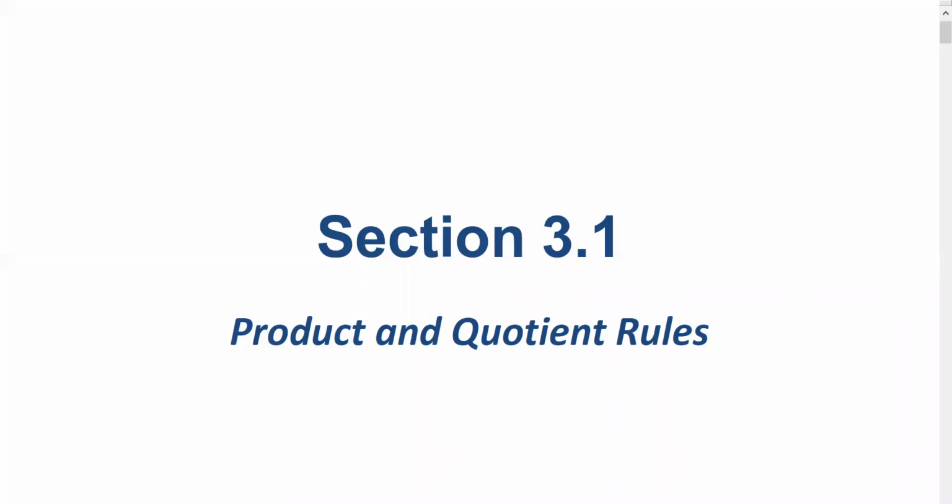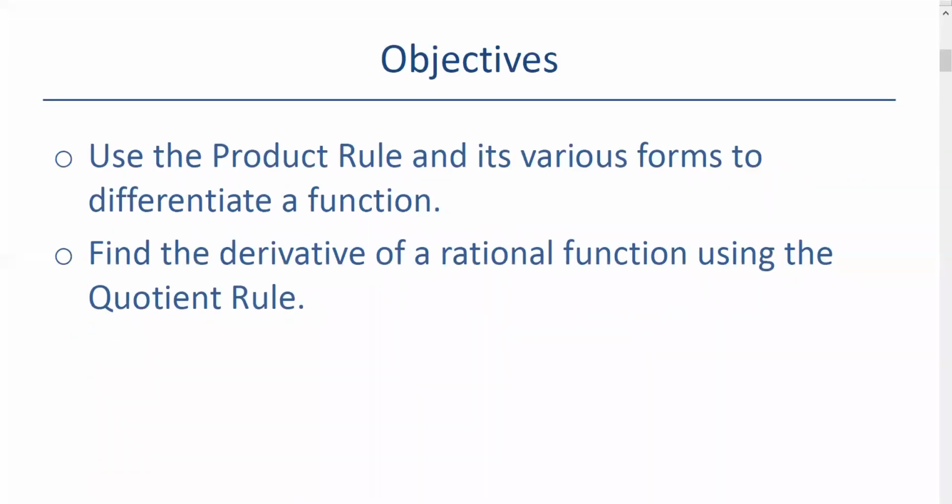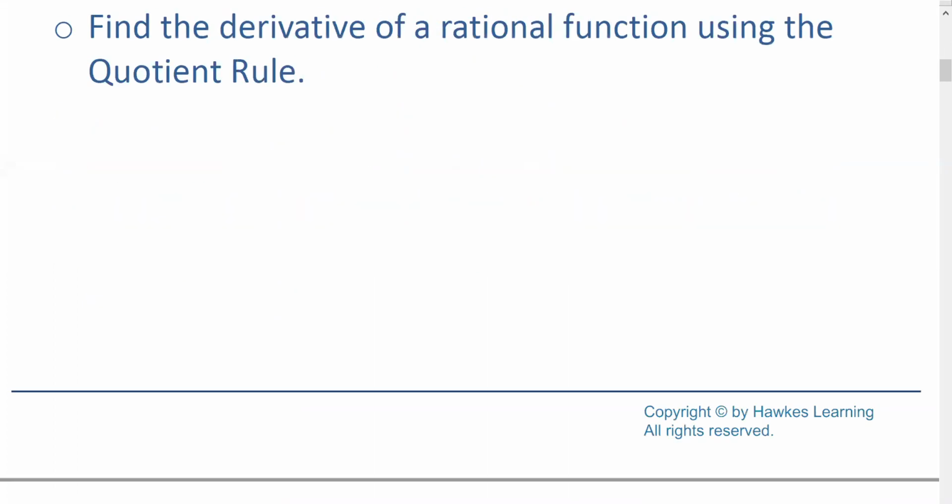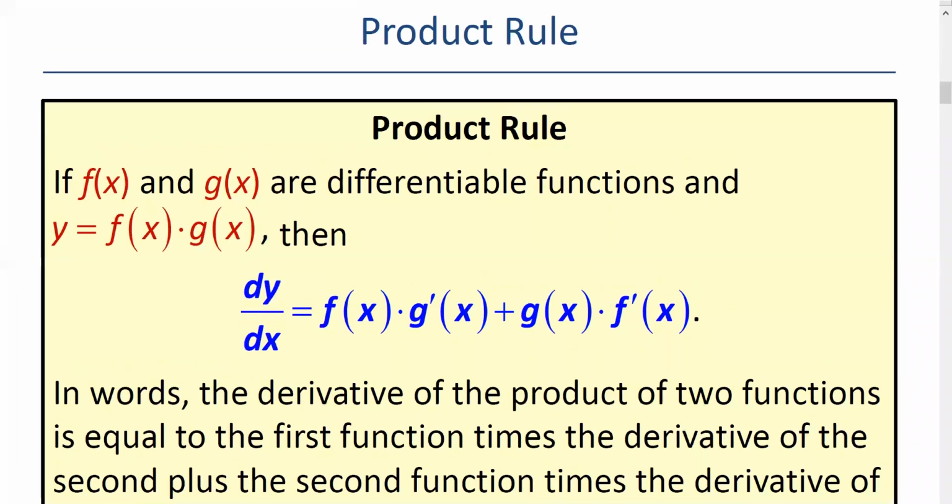Section 3.1 Product and Quotient Rules. In this section, we will use the product rule and its various forms to differentiate a function and find the derivative of a rational function using the quotient rule. Let's look at the product rule.